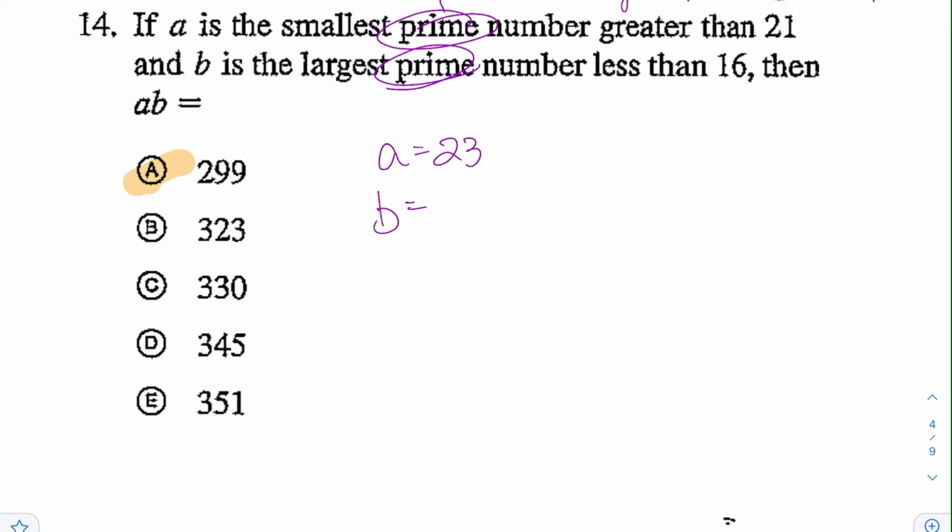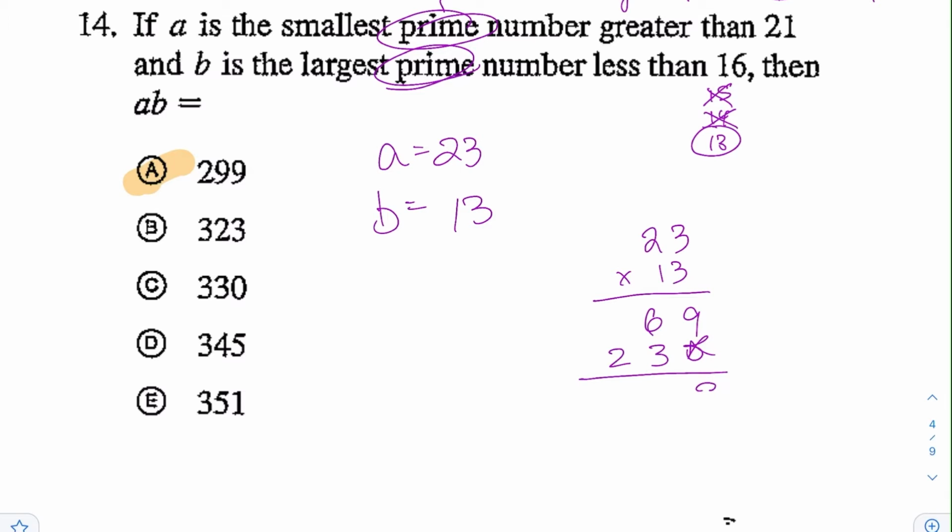And B is the biggest prime number less than 16, so 15 isn't prime, and 14 is not prime, but 13 is. So the answer is going to be 23 times 13. And that's going to be choice A, 299.